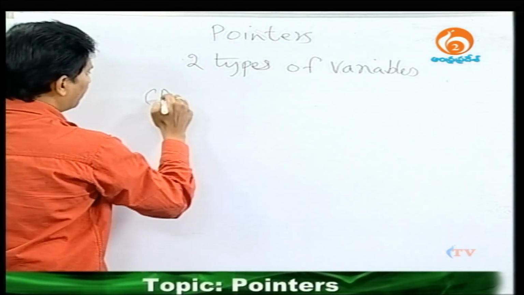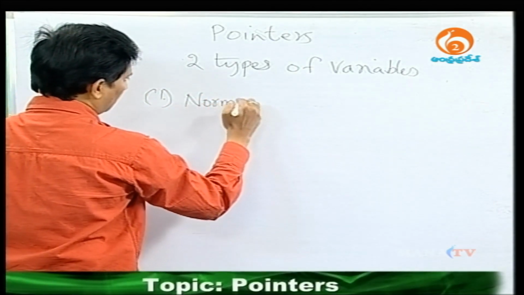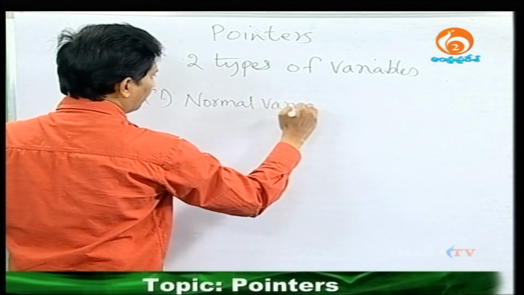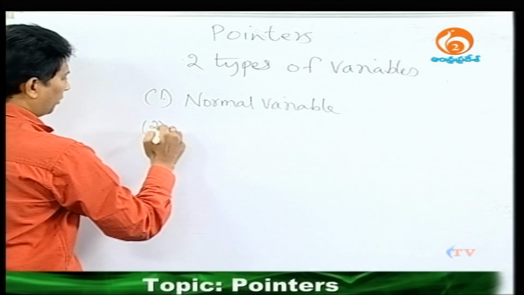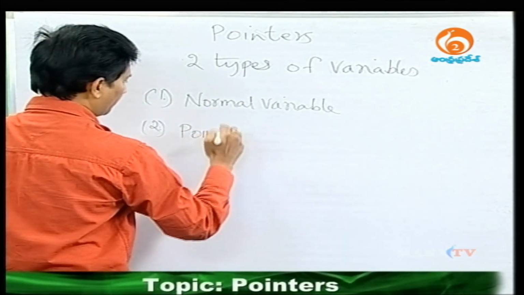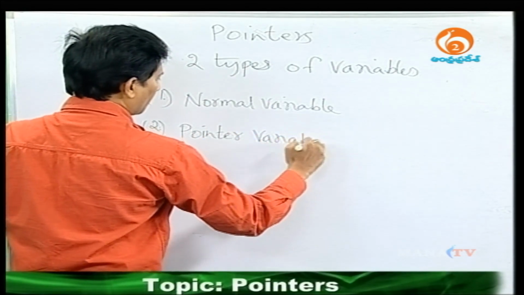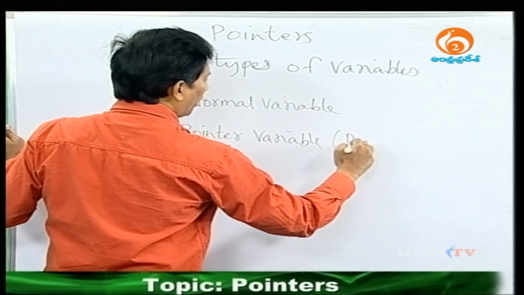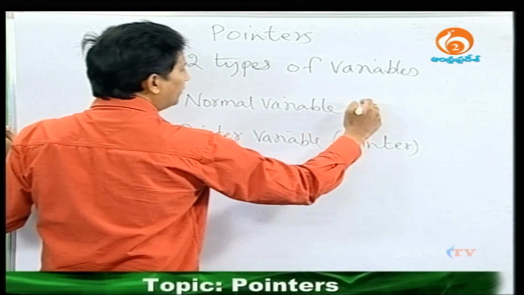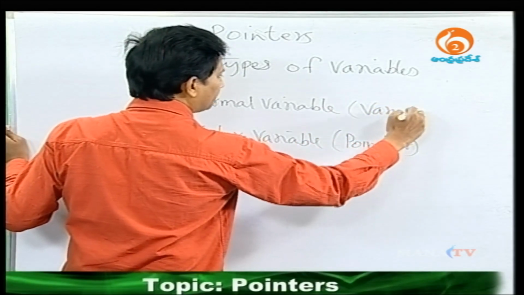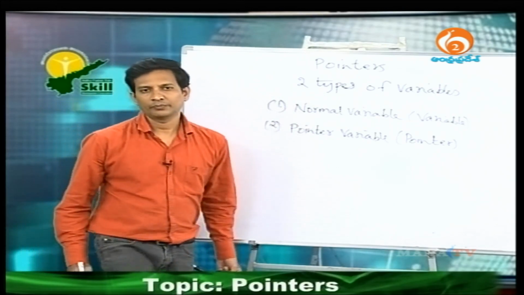One is normal variable, second one is pointer variable. Simply we can call it pointers. Also, simply we can call it variable. Okay.